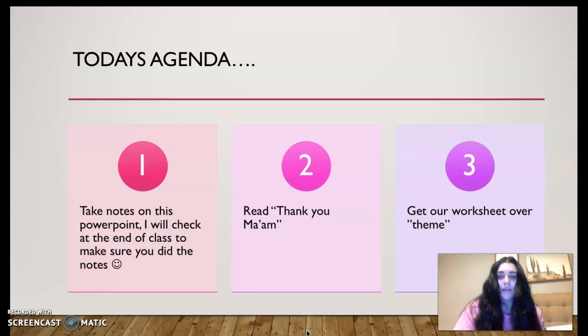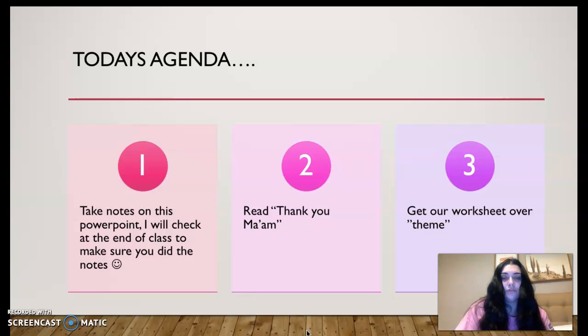Hi guys, so we're back again with the last lesson of our unit, and it's going to be broken into 2 days. So today we're going to be going over our PowerPoint and taking notes because the next class we do have our unit test. So for today we're going to be going over this PowerPoint, and like I do at the end of every single class, I'm going to check and make sure that you did your notes just so I know that you have something to study for this little unit test we're taking next class.